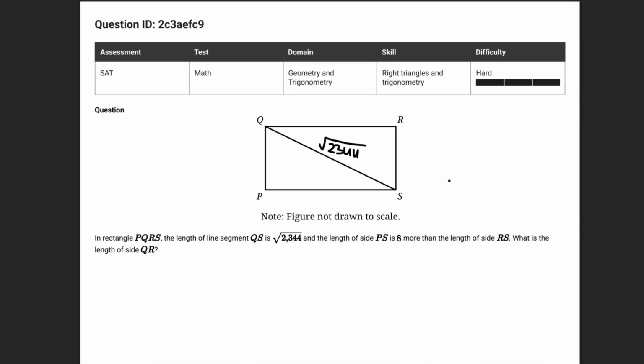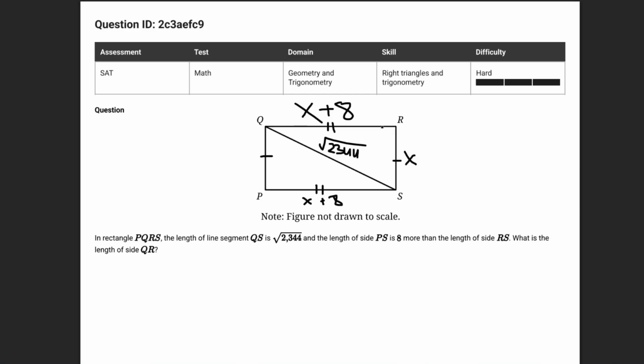And the length of side PS is 8 more than the length of side RS. So if RS, let's just say it's X because we don't know what it is, then PS would be X plus 8 because it's 8 more than RS. And then now we need to find the side length of the side QR. Well, since this is a rectangle, this side and this side are the same, and this side and this side are the same. So if this is X, that would also be X, and if this is X plus 8, QR is X plus 8.